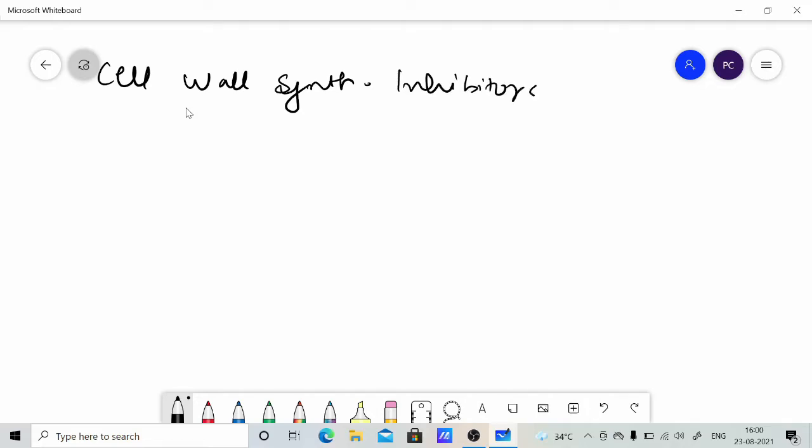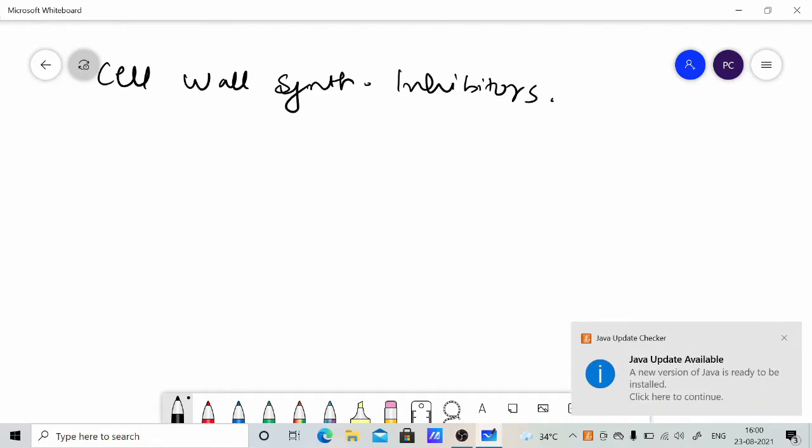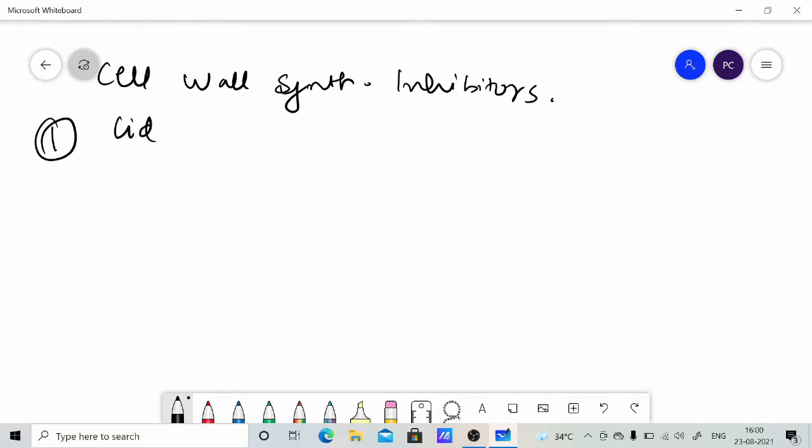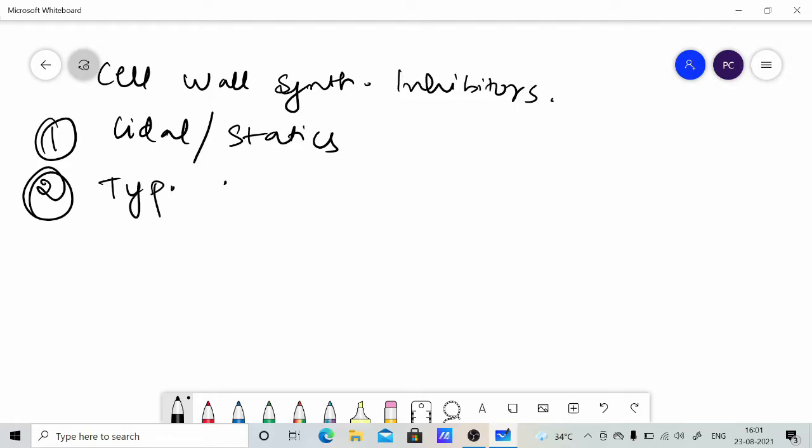Hello everyone. Today's topic of discussion is cell wall synthesis inhibitors. So the classification of antimicrobials depends on five things, that is, whether they are cidal or static. It also depends on the type of organism they attack.